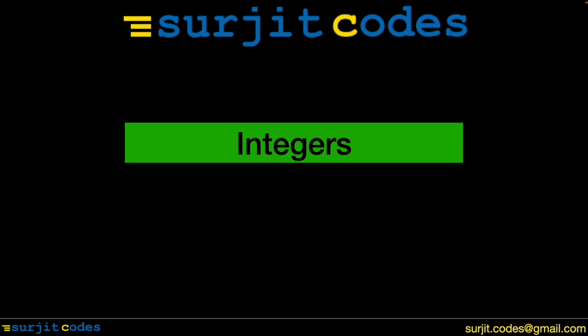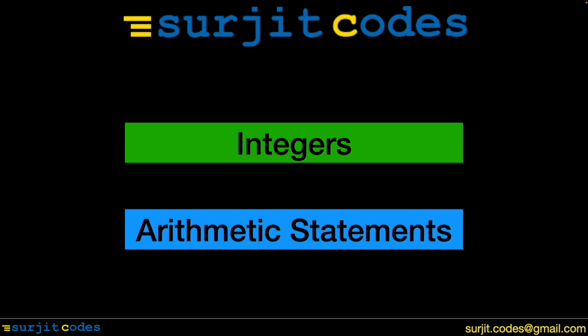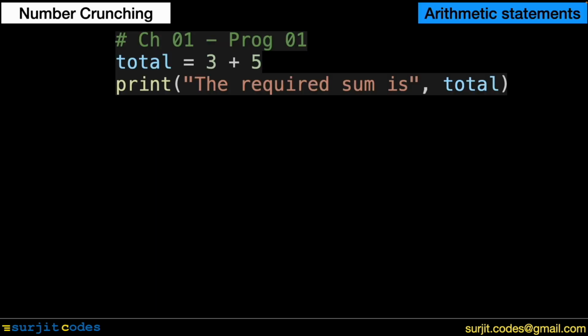In our primary schools, we began with numbers 1, 2, 3, and so on. We call them integers. We then learnt about addition of integer numbers. For this, we learn about arithmetic expressions which become part of the arithmetic statements of Python. Python program is a collection of Python statements that we execute one by one.